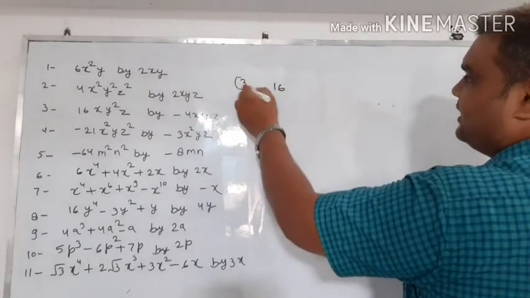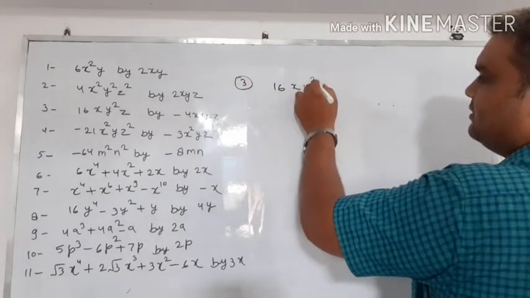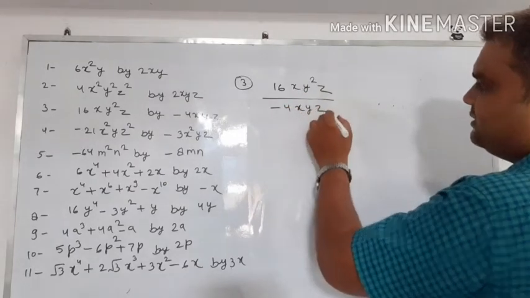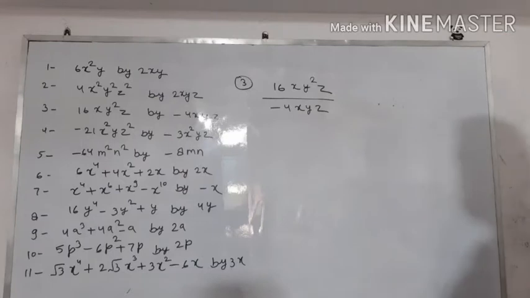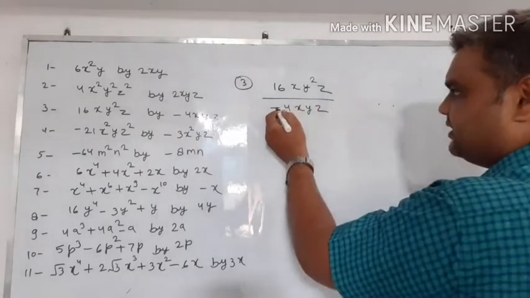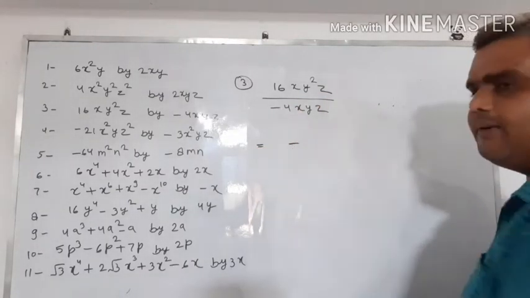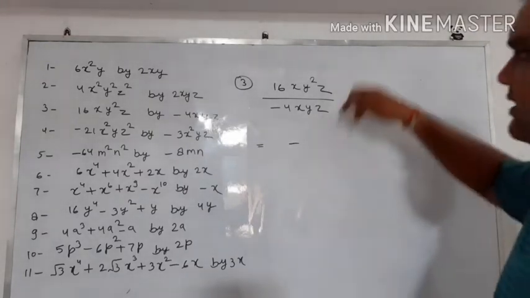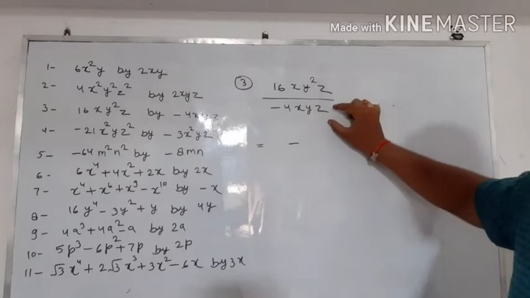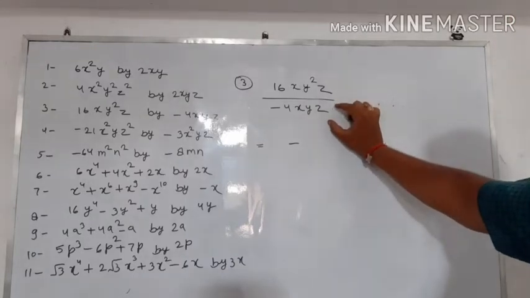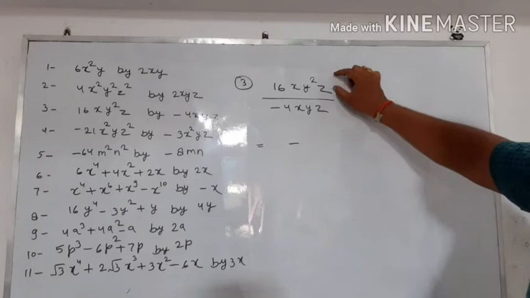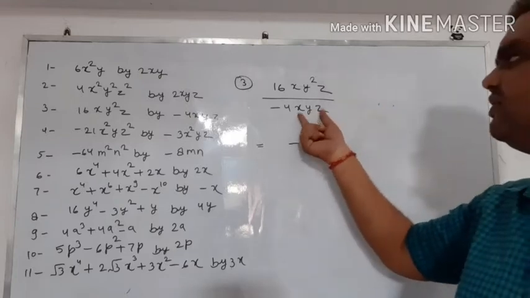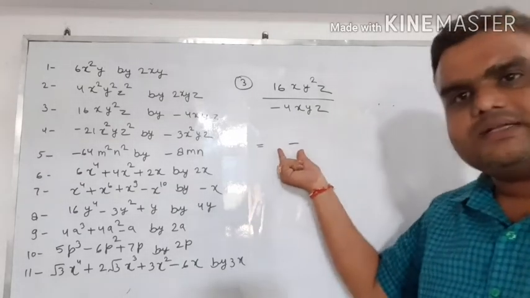Question number 3 is 16xy square z upon minus 4xyz. How can we write this? Listen, don't get disturbed by the negative sign. The negative sign will come up front. If there is a negative sign, either with the numerator or with the denominator, if it is coming with the numerator, you can write it in front, and if it is coming with the denominator, then also you can write it this way.